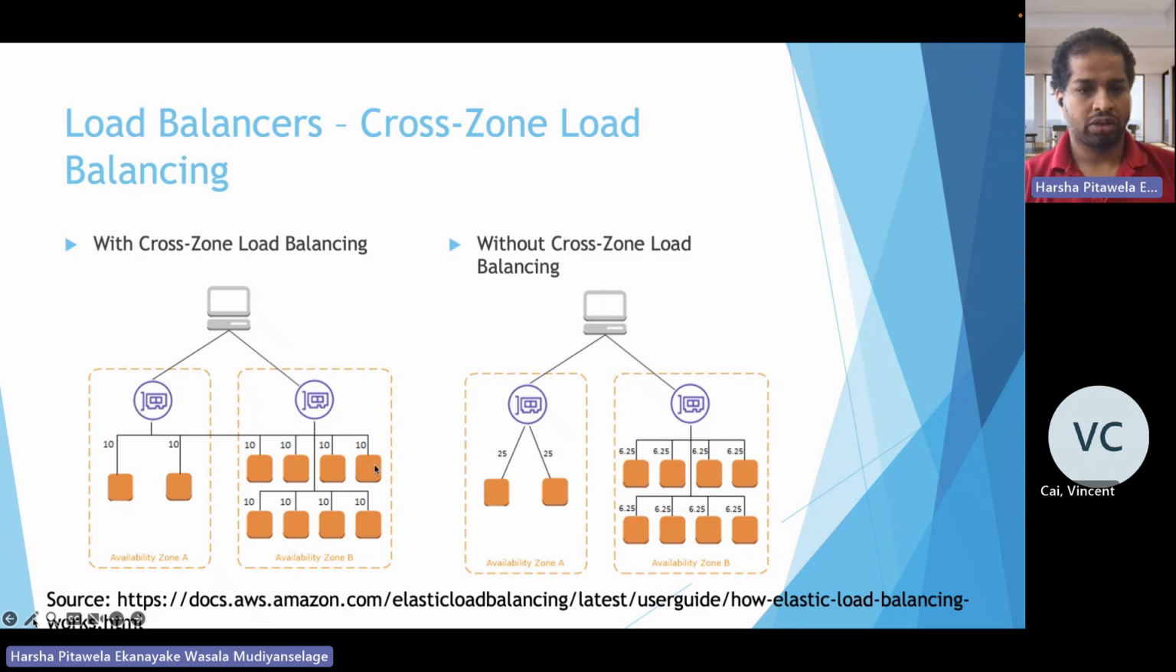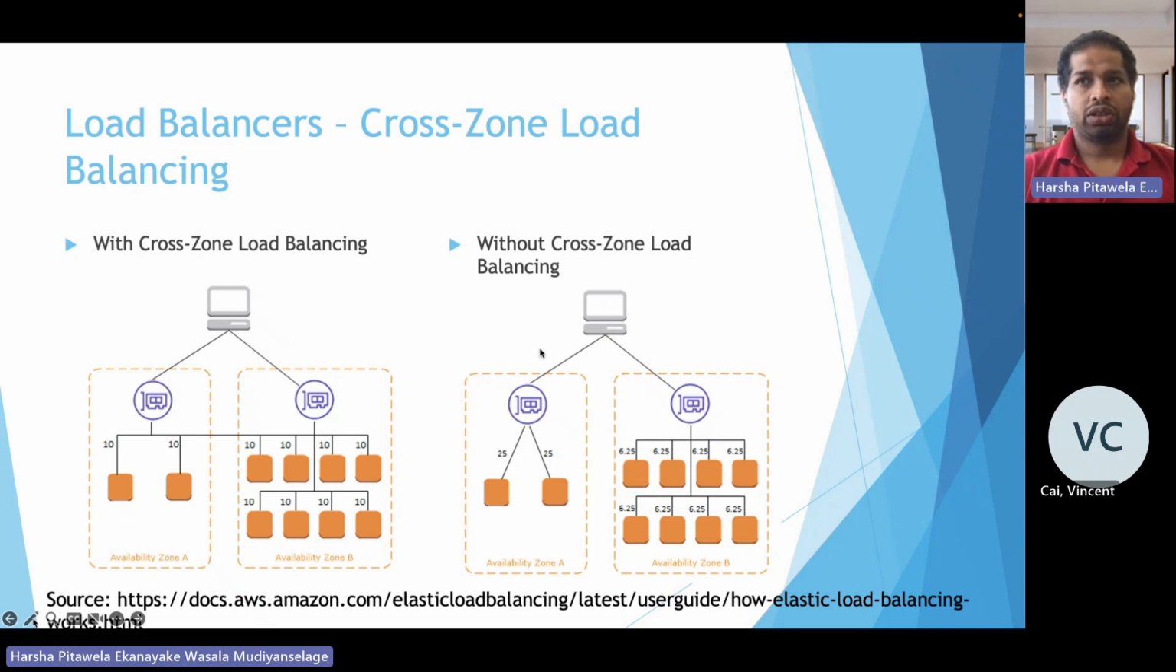Like so, if this availability zone goes down, what would happen is this load balancer will divide the traffic to each of these, like 12.5% of traffic will go to each of these instances. So that is the importance of having cross-zone load balancing.